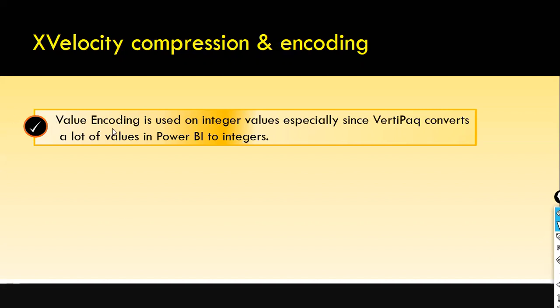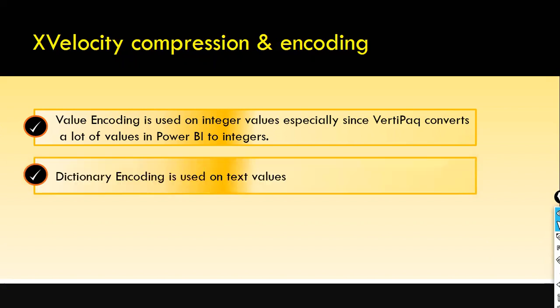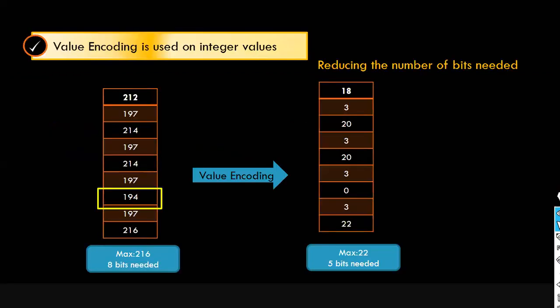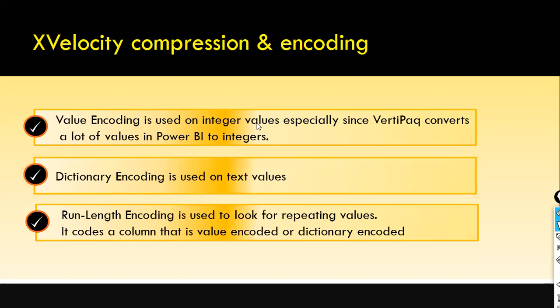Okay, there is something called value encoding. There are three types of compression techniques. One is value encoding, the other one is run length encoding, and we have something else called hash encoding. We'll start with understanding what value encoding is.